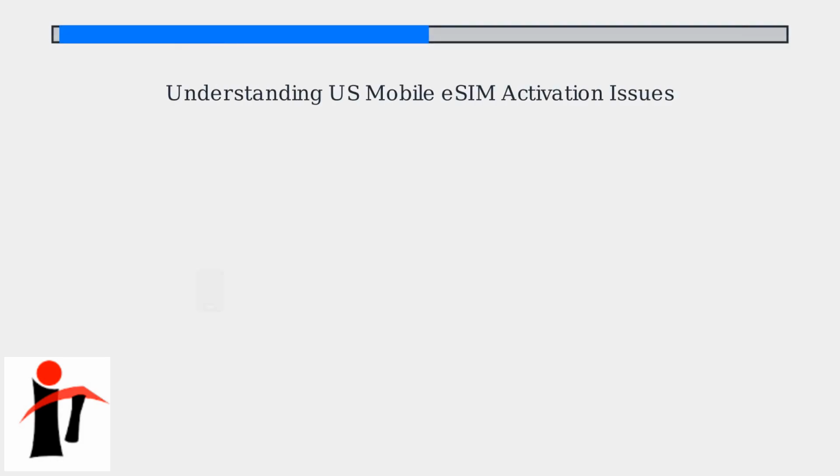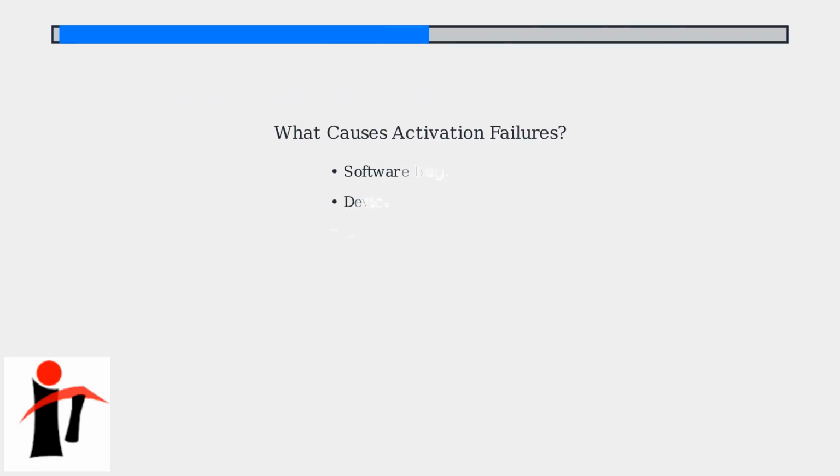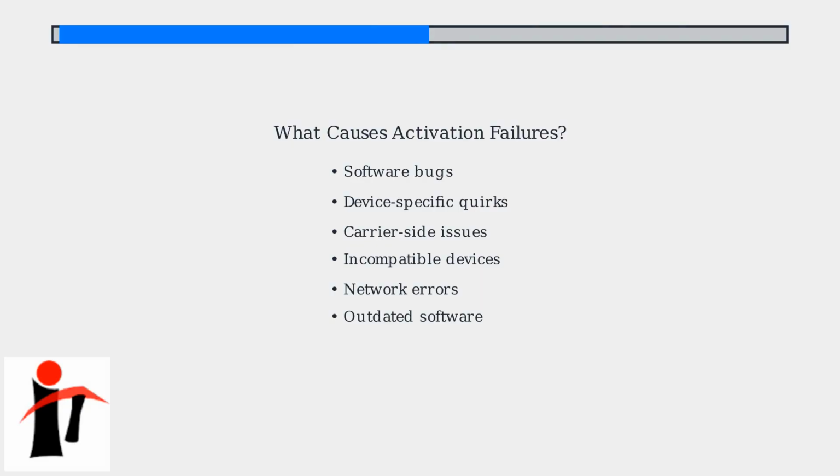Experiencing issues activating your US mobile eSIM? You're not alone. Many users face problems due to software bugs, device-specific quirks, and carrier-side issues. Activation failures often stem from incompatible devices, network errors, or outdated software. These issues can be caused by software bugs, device-specific quirks, and carrier-side problems.